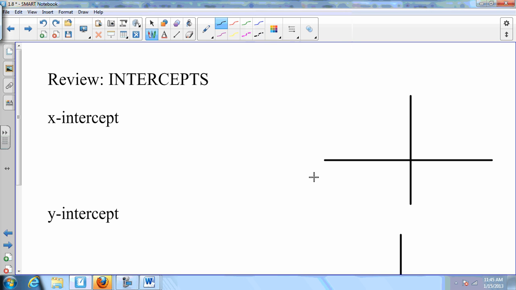Y-intercepts are where they cross the axes. So the x-intercept is where it crosses the x-axis. How we solve for them is set y equal to 0 and solve for x.